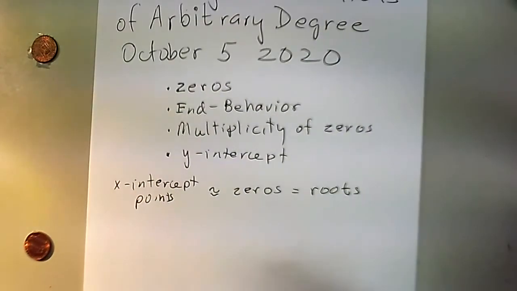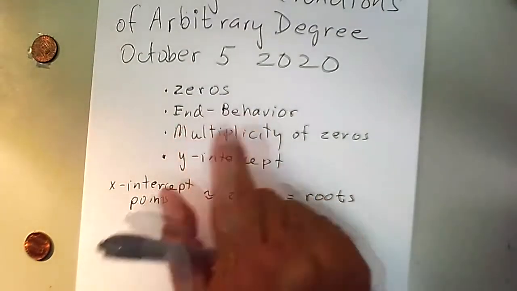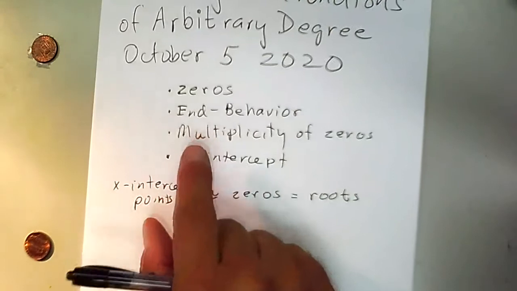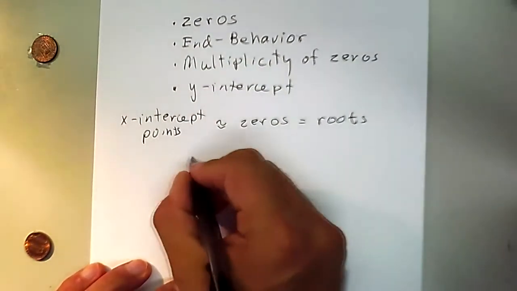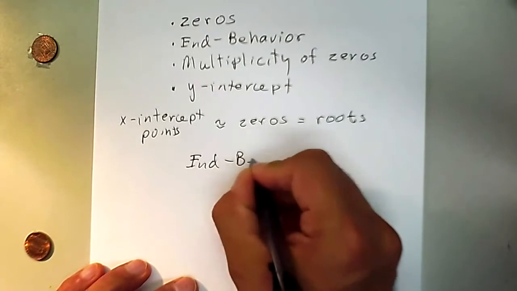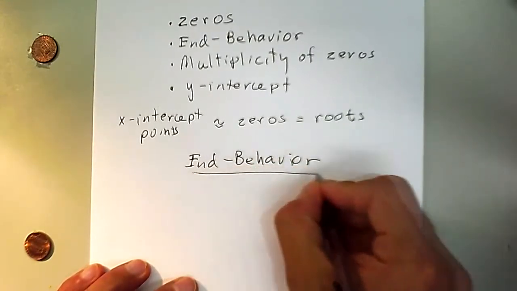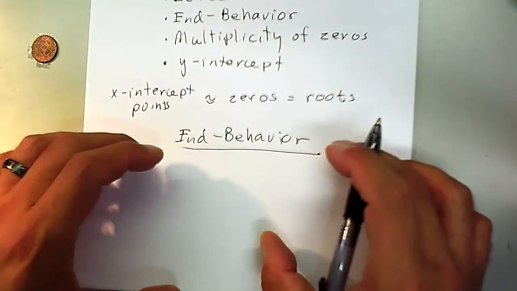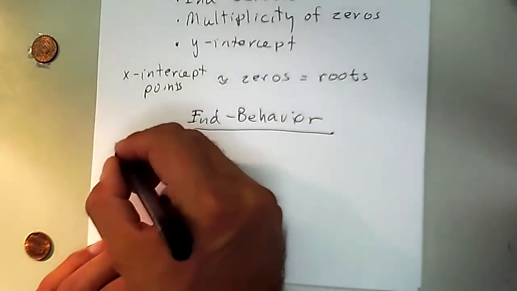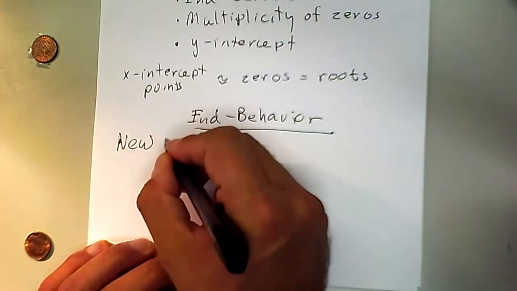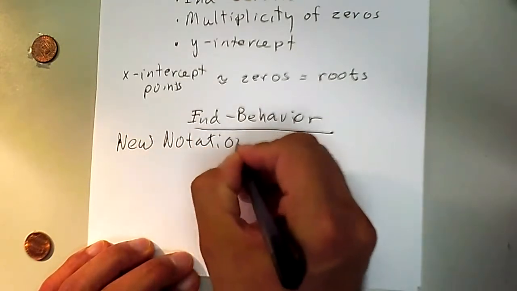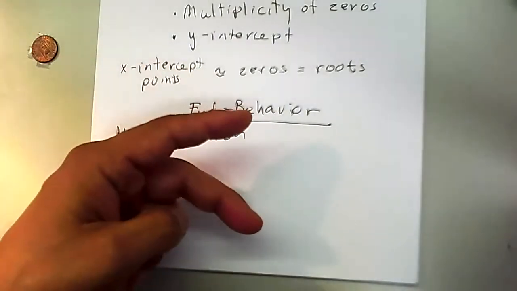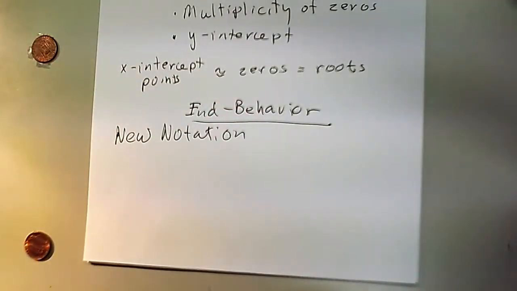Oh, before we continue, there's a new notation we're going to use for the end behavior. I have not explained what end behavior is yet, but I will. Actually, let's start with that. End behavior. And in addition to the new idea of end behavior, we want to have a new notation. Okay, so there's the new notation. And we're going to explain two end behaviors on the right and two end behaviors on the left.